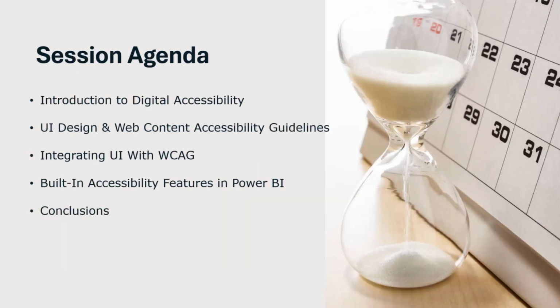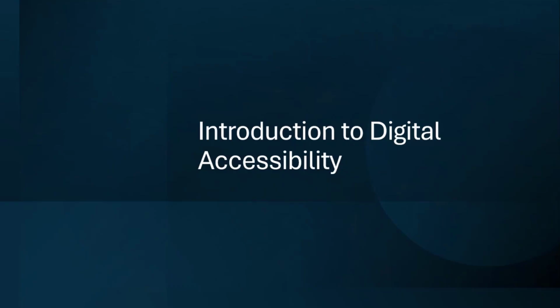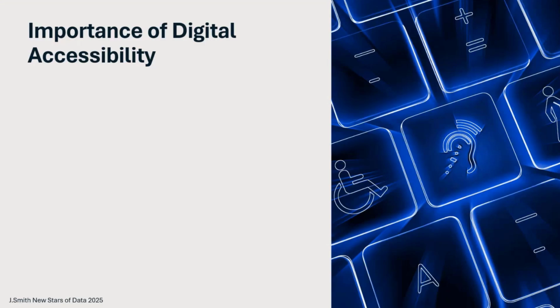In today's session, we're going to do a brief introduction to digital accessibility, and then we're going to talk about what is UI design and the Web Content Accessibility Guidelines, also known for short as WCAG, and then how we can integrate UI with WCAG. We're going to walk through the built-in accessibility features in Power BI and how to configure some of them, and then we're going to wrap up the session. So let's get started with an introduction to digital accessibility.